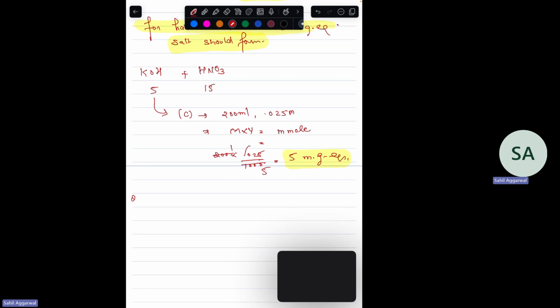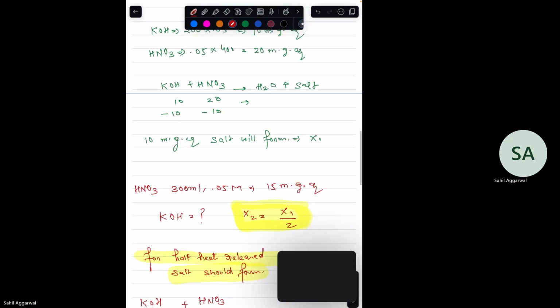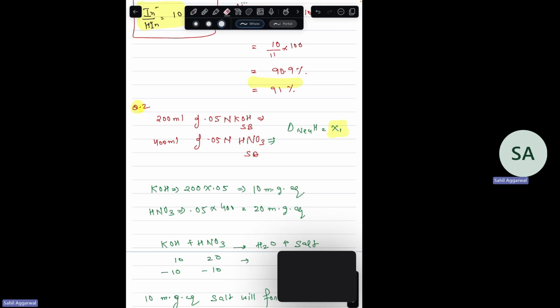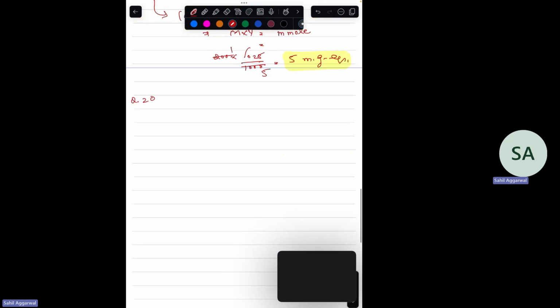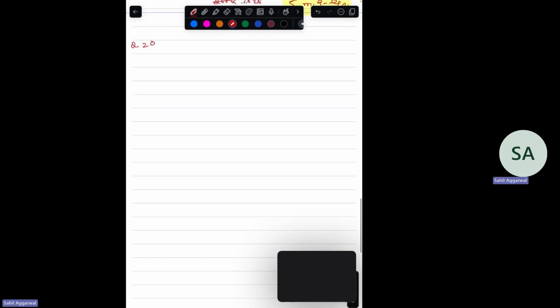Question 20. This was question 19. A mixture of formic acid and oxalic acid is heated with concentrated H2SO4. It is a dehydrating agent to remove water.